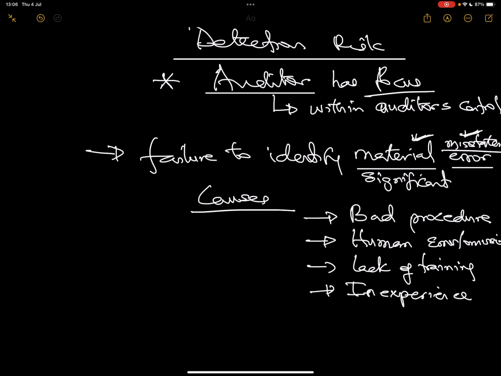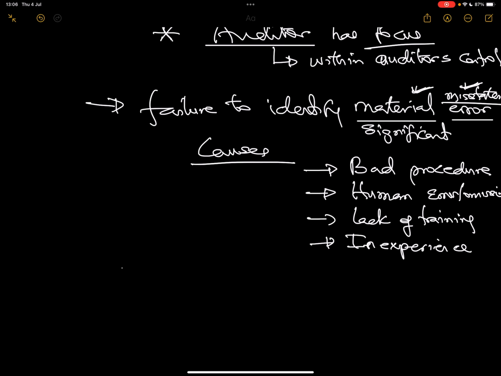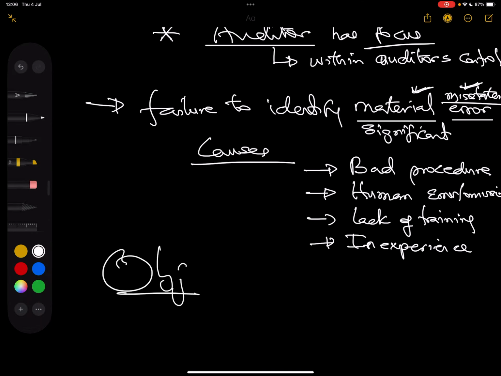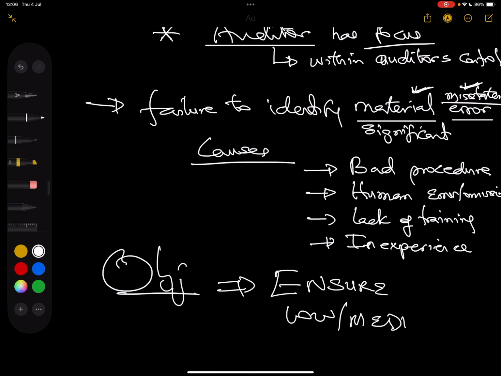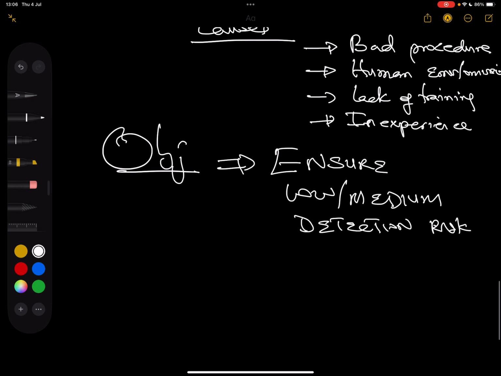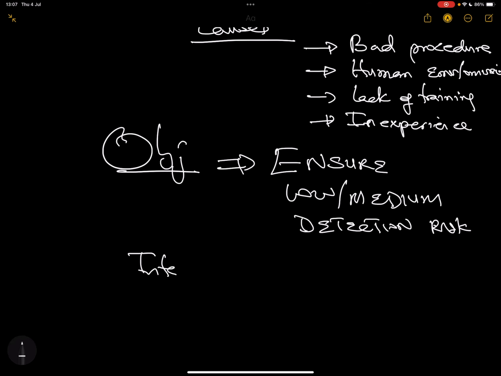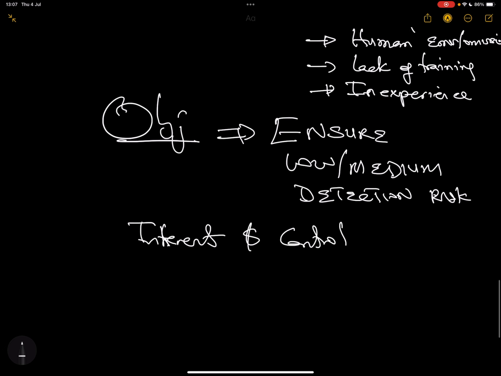So these are the three components of audit risk. And what you must do is to make sure that detection risk is always low. So your objective as an auditor is to ensure low, worst case scenario medium, detection risk, because that is what you have control over. You don't have control over inherent risk. You don't have control over control risk. But you have control over detection risk.